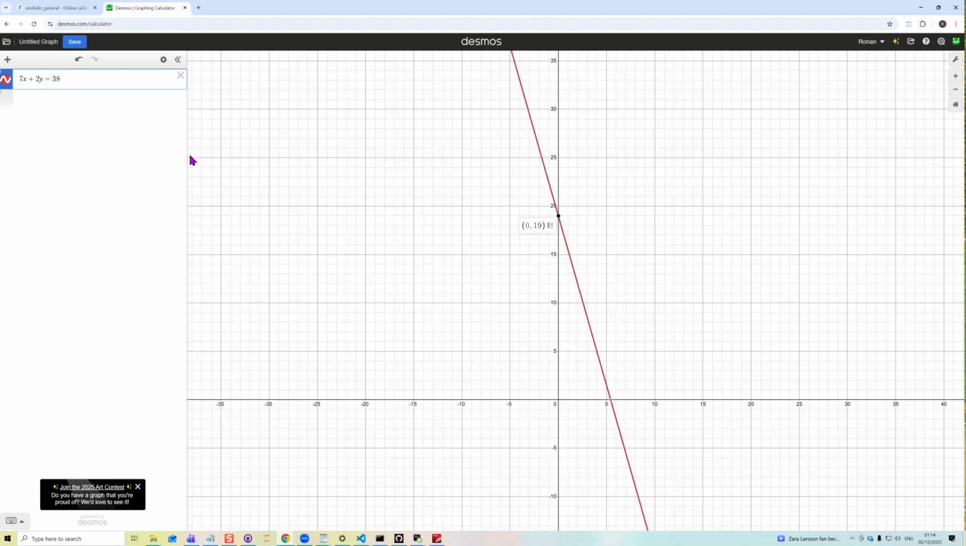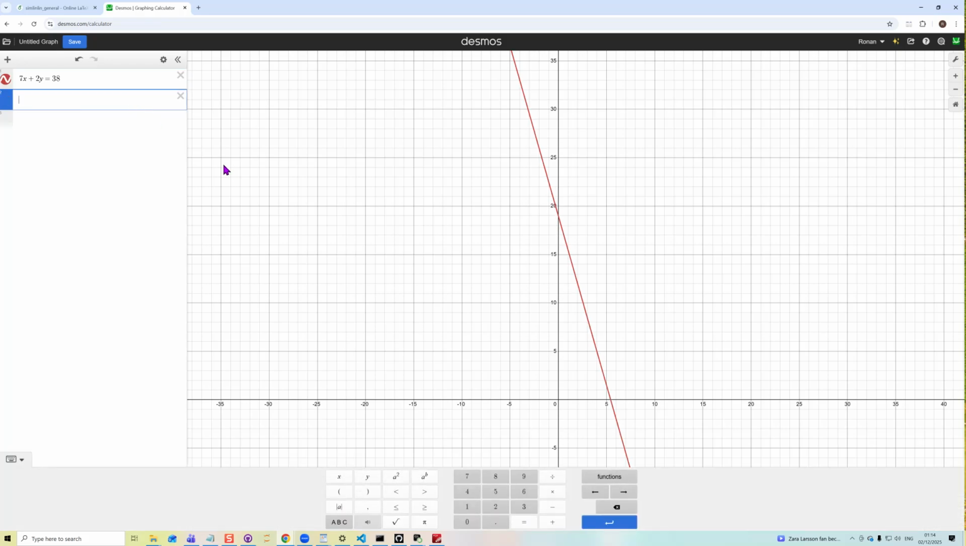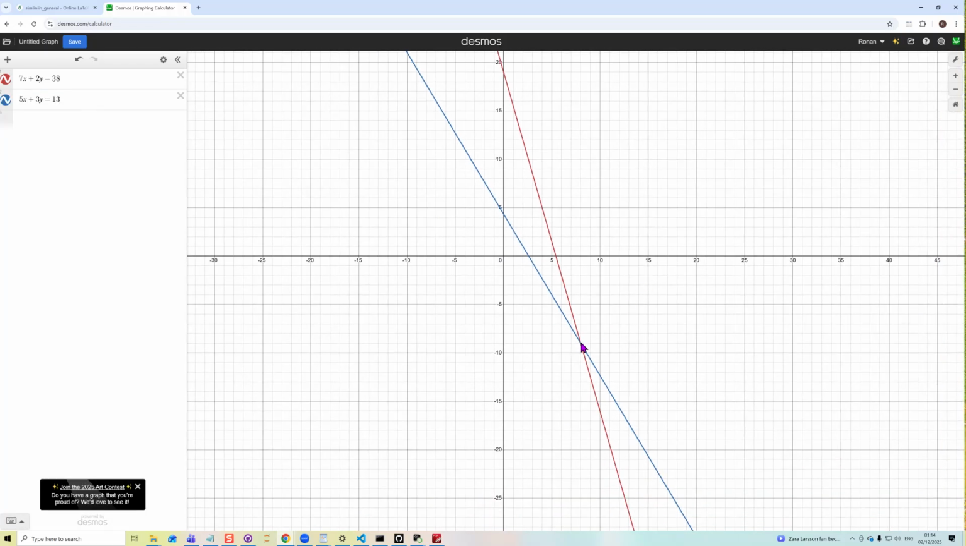Okay, what we're focusing on is looking at the two lines. So you go down a line here and you have another line. And I can key it in here, 5x plus 3y equals 13. Okay, and if I click there, it'll give me the solution, 8, -9, which is our solution here on the sheet. Oh, you can't see it now, but it's the solution on the sheet, of course.